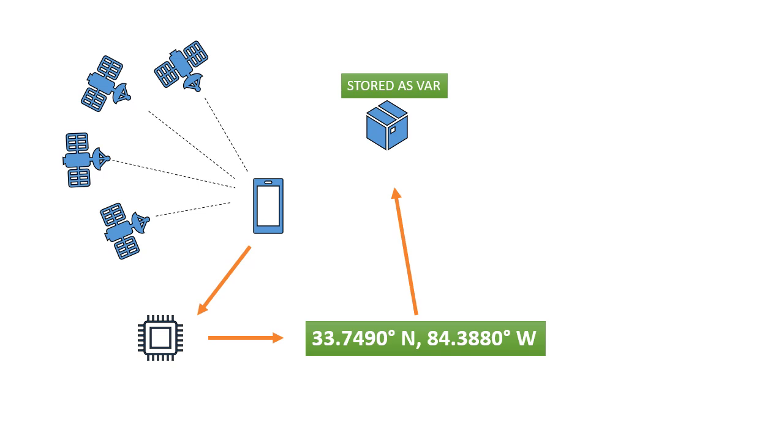The first step is to collect that environmental data. The second step is to translate it into digital information. The third step is to store it as a variable. The last step is to take that and use it in our program.